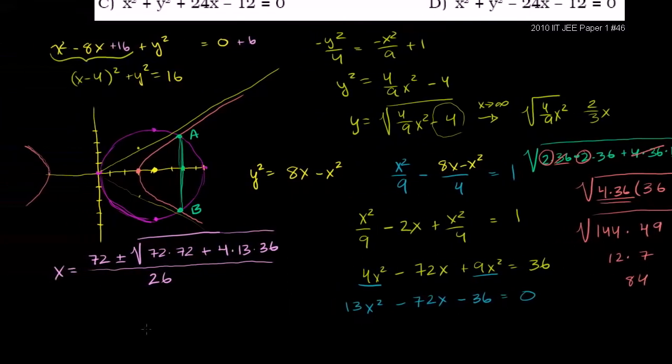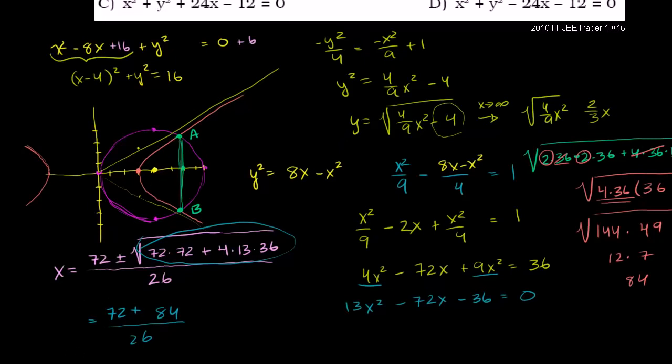So this business over here simplifies to 72 plus or minus 84. This whole thing over here simplified to 84, all of that over 26. Now, if we were to subtract 84, we would get something over here that doesn't make sense in this context. We're looking for a positive x value. So let's only consider the plus 84 and see what we get.